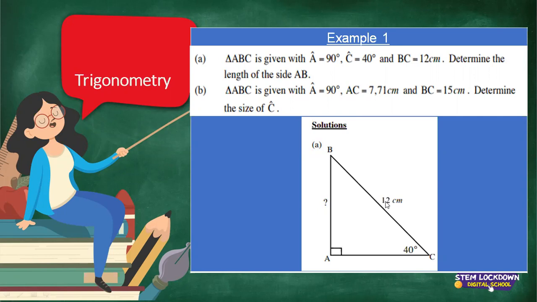Then you can use what? Sine. So you can say sine 40 degrees equals opposite over hypotenuse, and we cross multiply to find our opposite side.